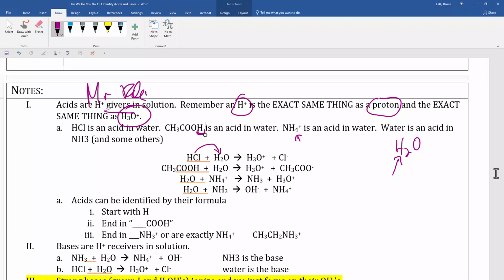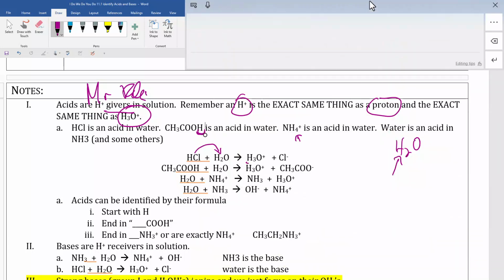If HCl gives an H to H2O, it becomes H3O positive. Now remember, we're giving H positive. So I get an H and I get a positive. Cl negative's left over. CH3COOH, this is the H it's going to give, making H3O positive. Here NH4 positive is going to give its H to water. If it loses an H positive, NH4 positive becomes NH3. And you can see how this works. Now water in this case is also an acid, so H2O gives its H. Then you get OH negative.